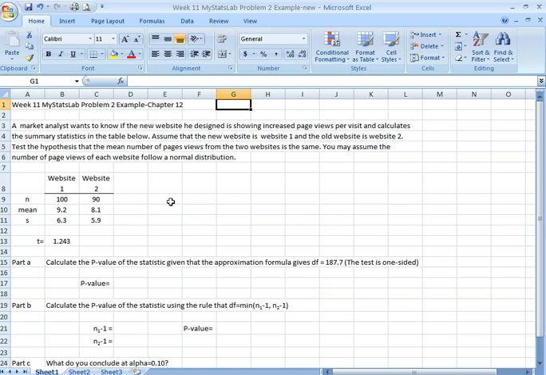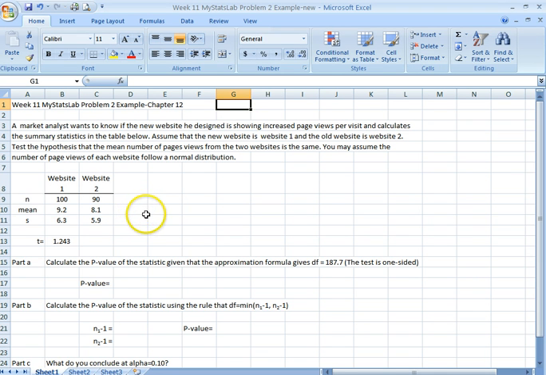Woohoo! A market analyst wants to know if the new website he designed is showing increased page views per visit, and calculates the summary statistics in the table below. So here's our summary stats right here. Assume the new website is website 1 and the old website is website 2. We're testing the hypothesis that the mean number of page views from the two websites are the same, and you may assume the number of page views of each website follow a normal distribution.